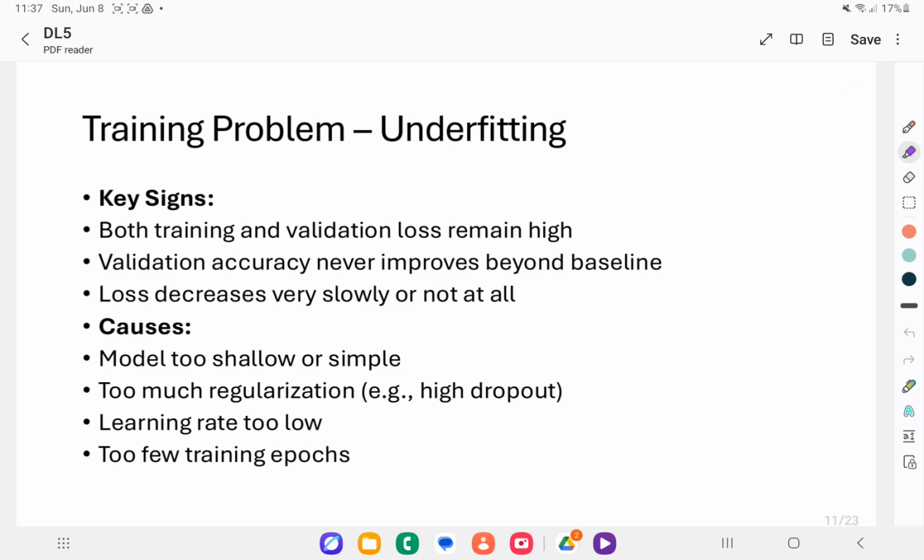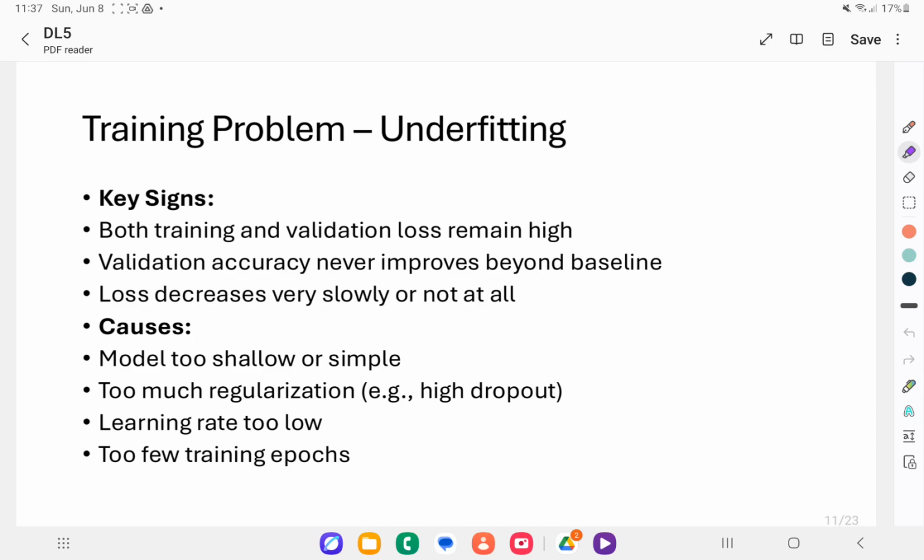So underfitting. We talked last time about overfitting. Now underfitting is actually the opposite. Here the model fails to learn meaningful patterns. It performs really poorly even on the training set. You will recognize underfitting when both the training and the validation loss remain really high throughout the training, and your accuracy hovers near the level of 50%, near the level of simply random guessing.